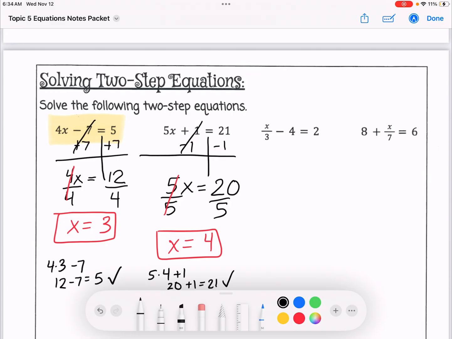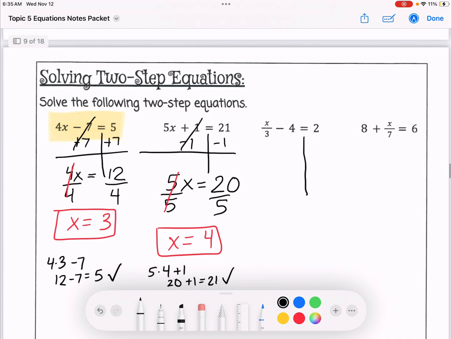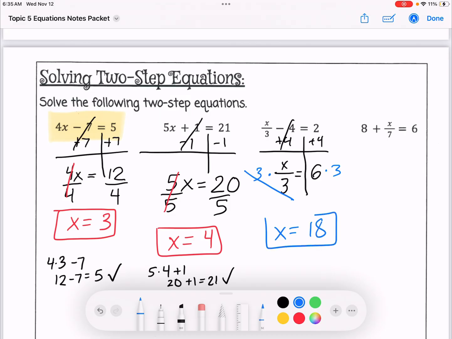Okay, moving on. I have x divided by 3 minus 4 equals 2. The first thing I need to get rid of, since I'm working backwards, is I need to add 4 on both sides. This leaves me with x divided by 3 equals 6. Well, if it's x divided by 3, the inverse of dividing is multiplying. So to solve it, I multiply both sides by 3, and I get x equals 18. Again, if I check it, that would be 18 over 3 minus 4. Well, 18 divided by 3 is 6, and 6 minus 4 is 2. So, yep, that works.